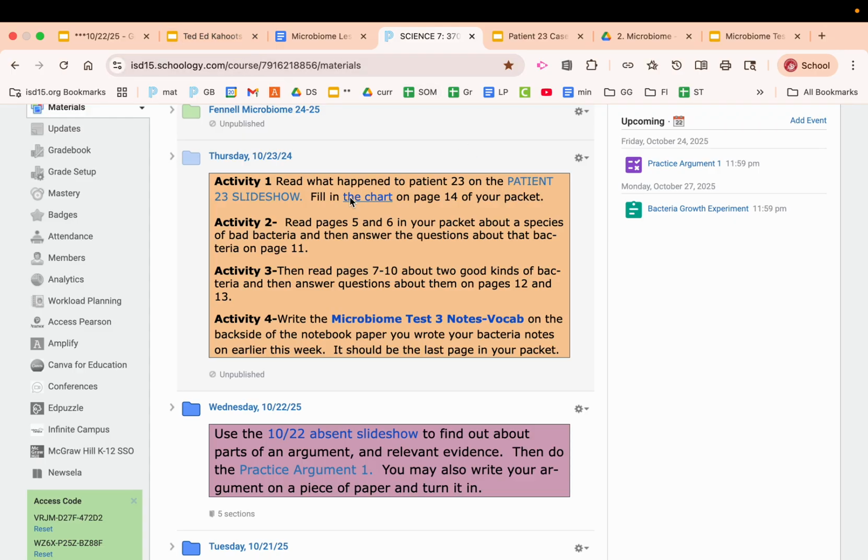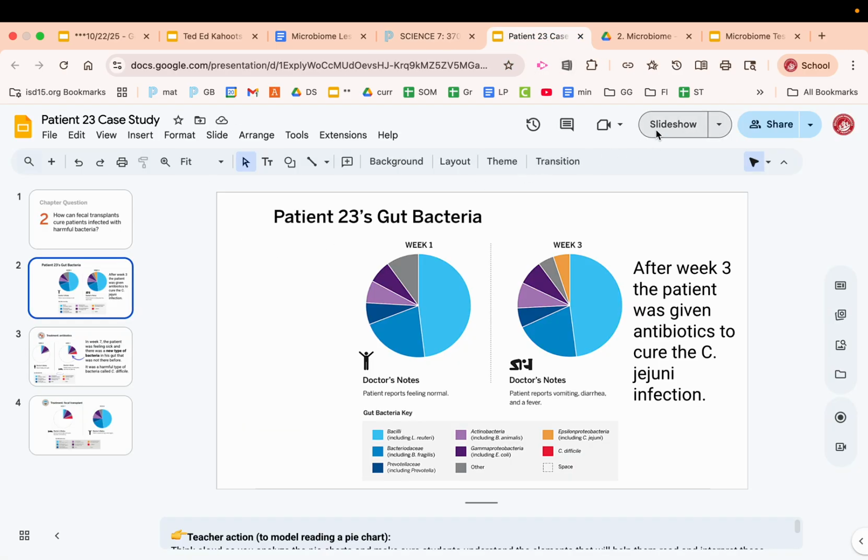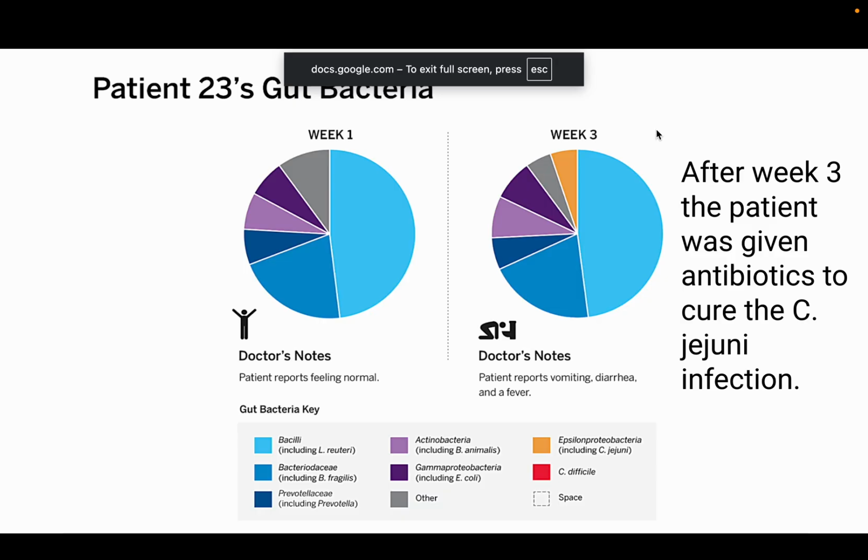When we go to the patient 23 slideshow and you click on that, there is a slideshow with what was happening with our patient 23. This first slide, we have seen this before. We've been working with this one. Week 1, our patient, doctor's notes, they're feeling normal. They're not infected, but they have only good bacteria in their microbiome. Remember, the blue shades and the purple shades are the helpful and good bacteria that they have in their intestines.